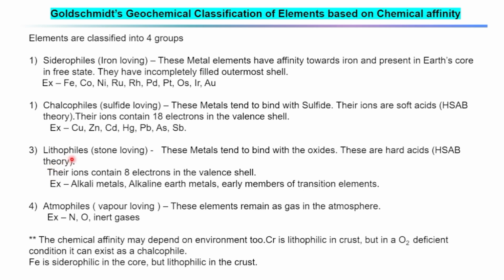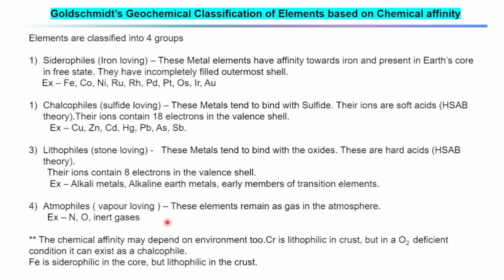Now the next one is lithophiles, stone loving. These metals tend to bind with the oxides. These are hard acids according to the hard soft acid base theory, and their ions contain 8 electrons in the valence shell. For example, alkali metals, alkaline earth metals, early members of transition elements. And the fourth group is the atmophiles, or vapor loving. These elements remain as gas in the atmosphere. For example, nitrogen, oxygen, inert gases.